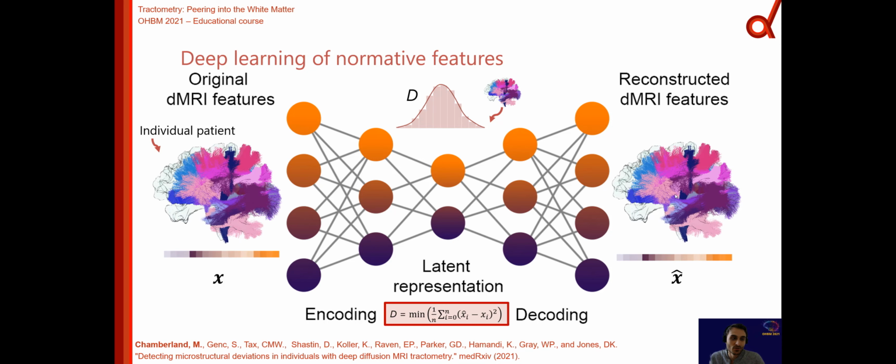And then you give in a new subject, so one of your patients, for example, into this network, and you ask, what's the reconstruction error? So what's the output minus the input? And it might actually fall outside of the distribution if this subject has anomalies that the network has never seen before. Or it may actually fall within the distribution if the subject is simply as normal as the rest.